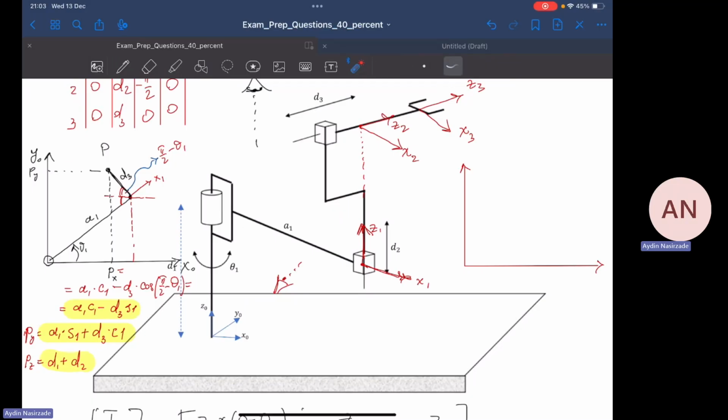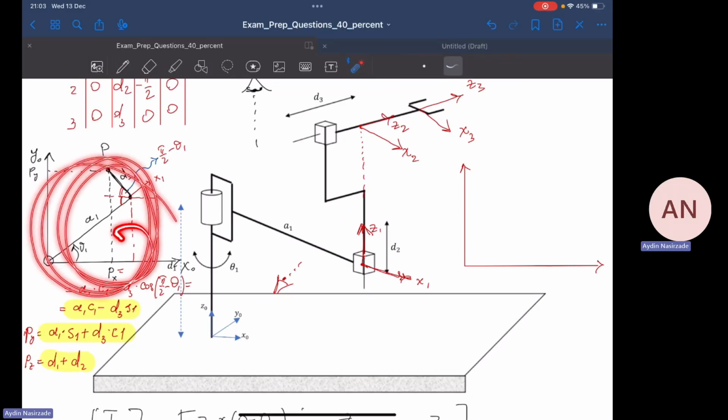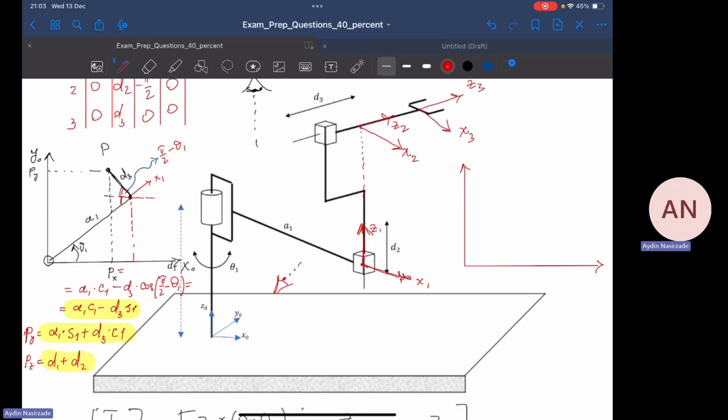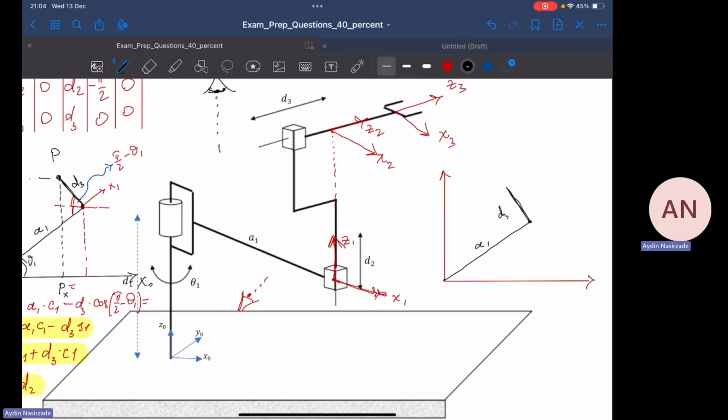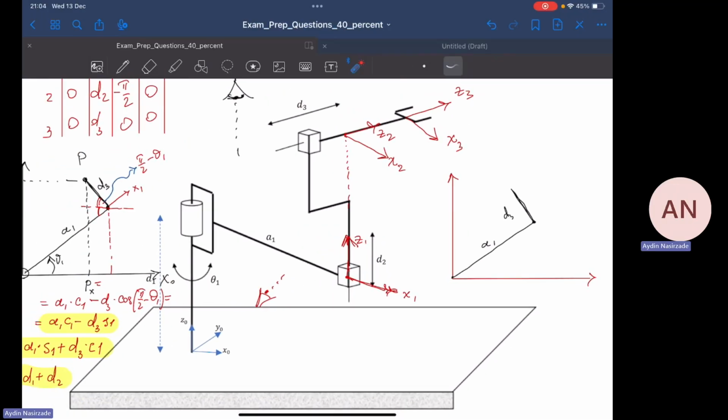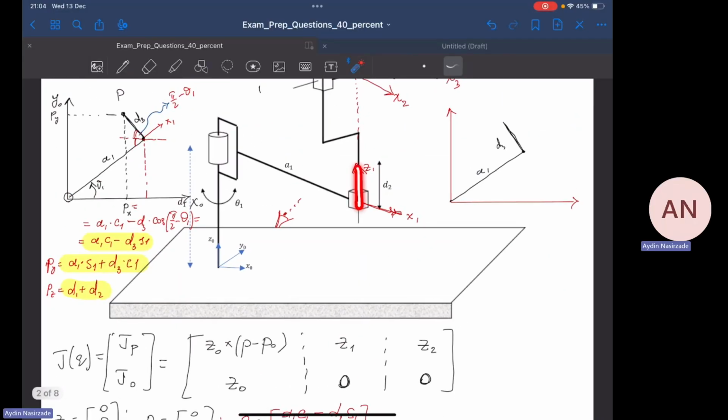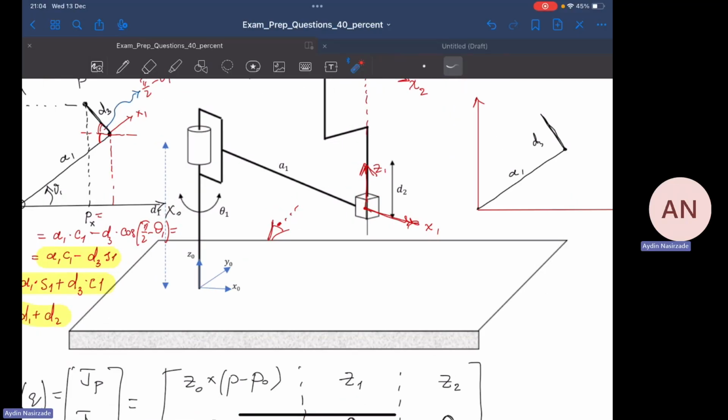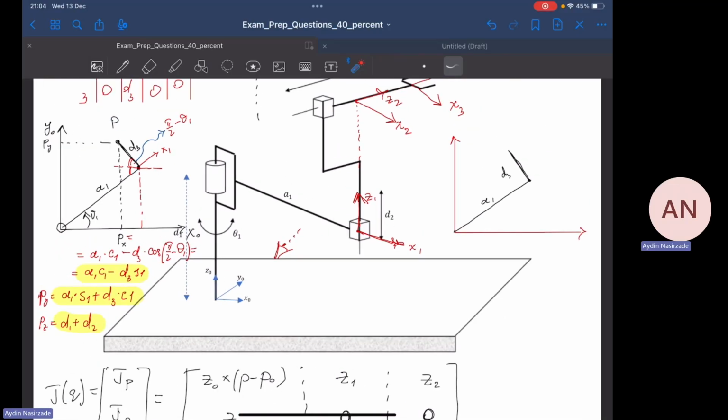I'm repeating everything I did here. Now we have A1 here. Now we just stop here. Then we have this side, which is D3. Now, first things first, Z1 is this vector, the unit vector along this Z1 axis. So no matter what you do, have a look at that.